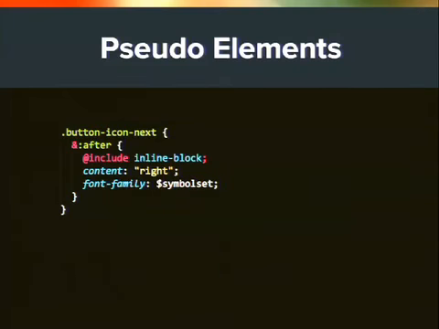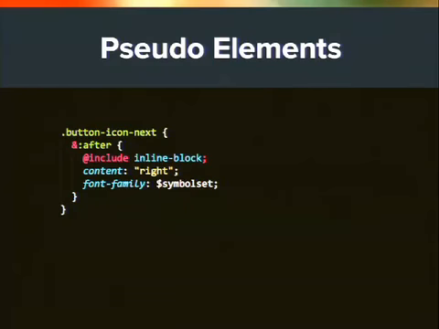So in this case, this is a somewhat advanced example, but it's injecting the text right after a button. And in this case, it's using symbol set, and I'll talk about that in just a second. But if you were to look at this in HTML, you would see that there's now the text, R-I-G-H-T, after the text of the button.